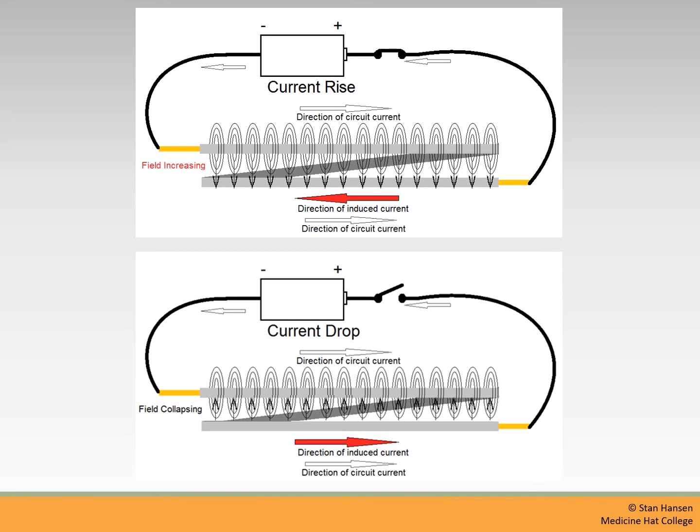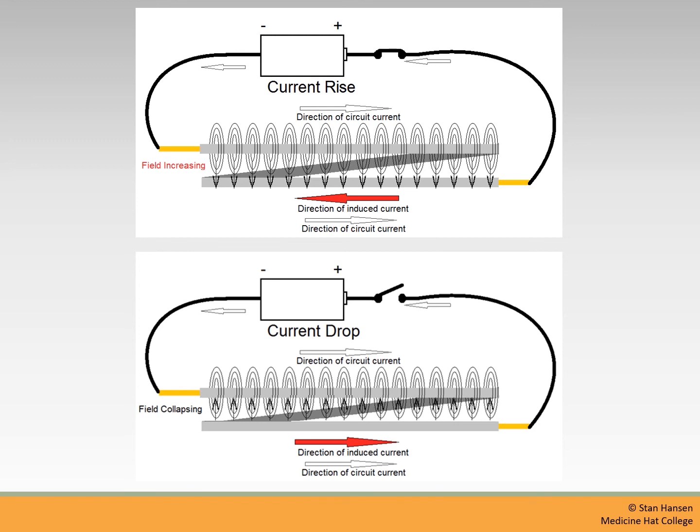Now, as I open up my switch and I have a collapsing magnetic field, I've changed direction of the magnetic field. Therefore, I have also changed direction of the induced current. So now, instead of opposing the initial current, as that magnetic field collapses, it aids the initial current. So now it's going in the same direction. This is why induction is a process of opposing the changing current.